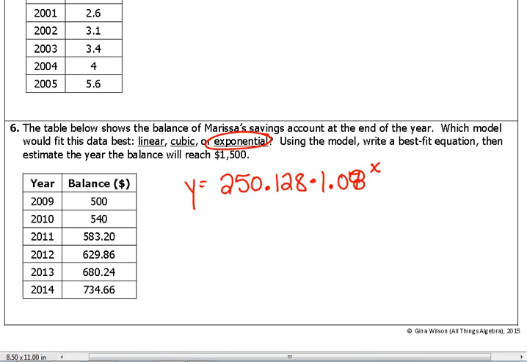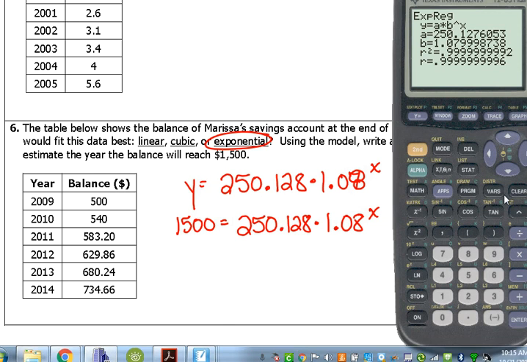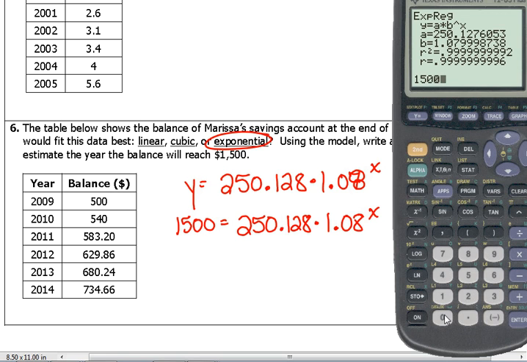Okay, now, we can graph it, or we just spent a couple days on solving these things. We set it equal. Can we solve this equation here without graphing? Can we solve it algebraically? What do we do first? Divide. Okay, we've got to get this exponential by itself. So we divide first by the 250, 1,500 divided by 250.128.